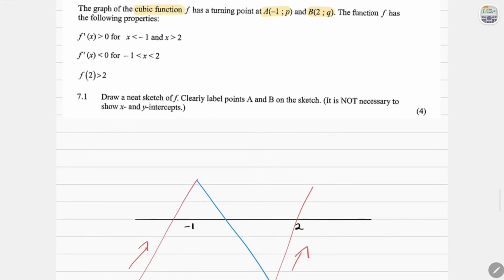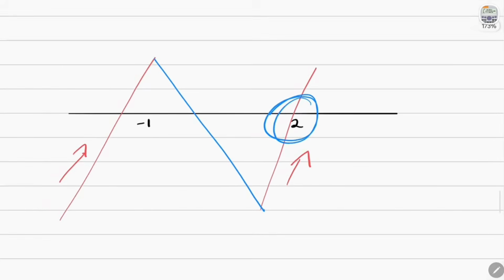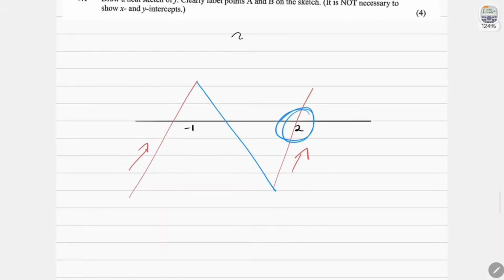So, okay, they say f of 2. This is one of the x values of the turning point. It is a value greater than 2. Okay, very good. That tells us something here. Meaning, I can't draw this turning point down here. Because wherever that y-axis is, we need to ensure that the value of y here is a value greater than 2. So let's say this is 1, this is 2. It's a value greater than 2.